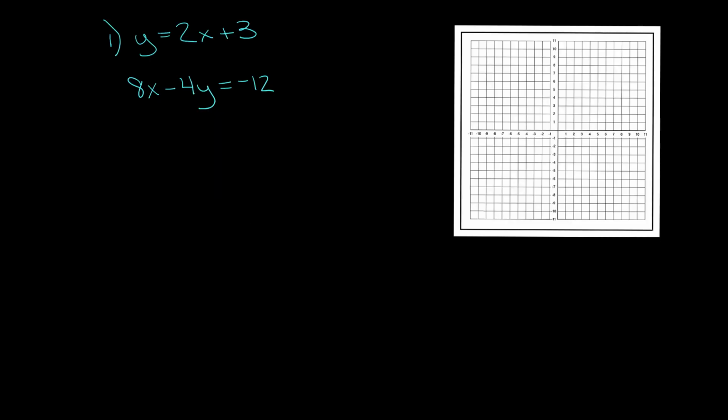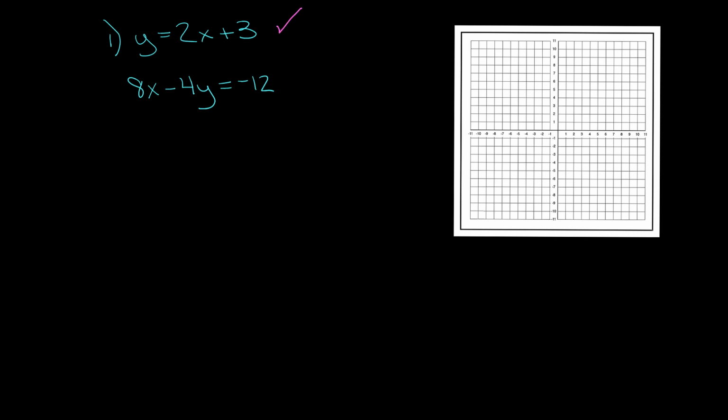So for instance, let's go to the next slide and see. In this problem, we have y equals 2x plus 3 as one of our equations, and the next equation is 8x minus 4y equals negative 12. The first thing I want to do is put both of these equations in slope-intercept form. The first one already is.